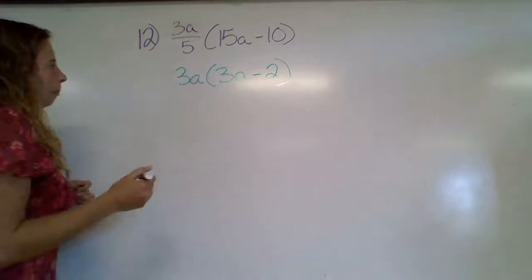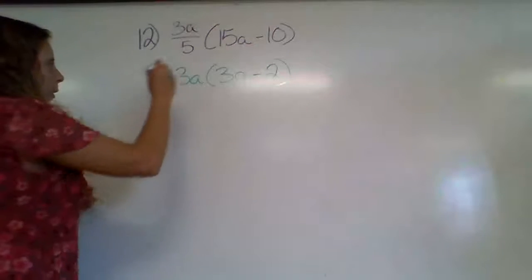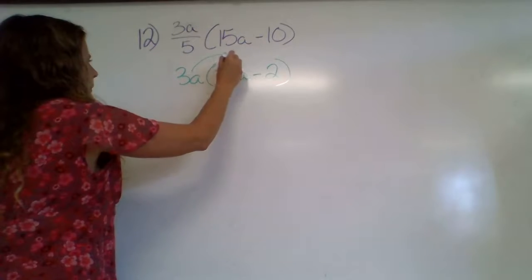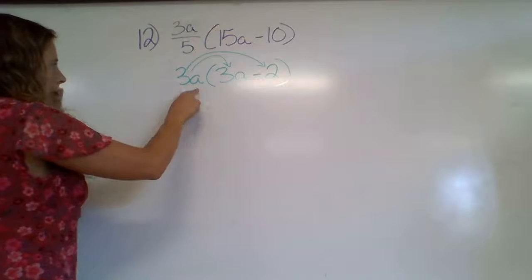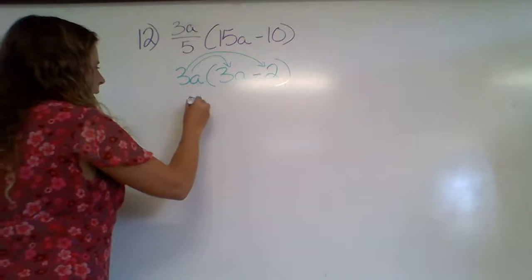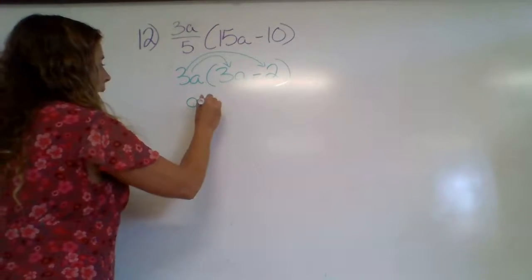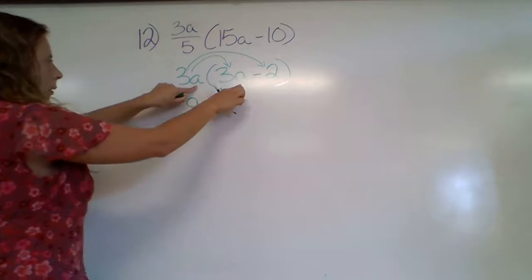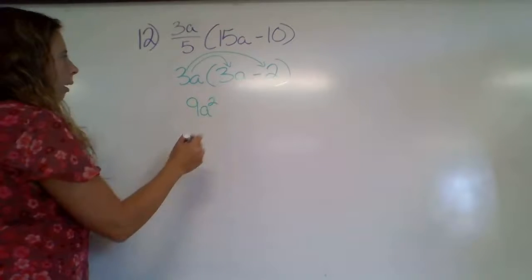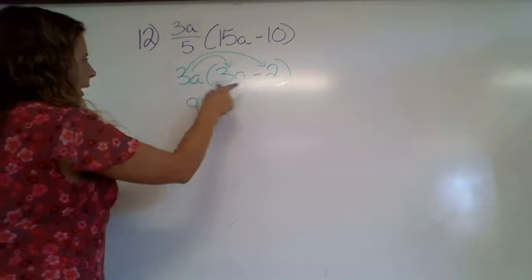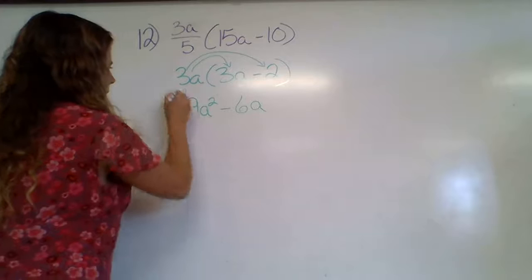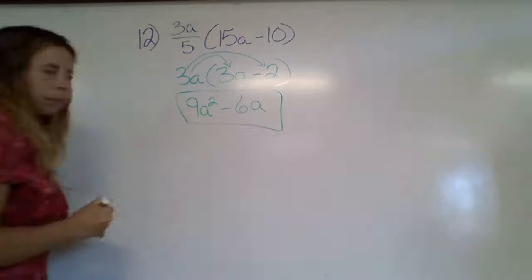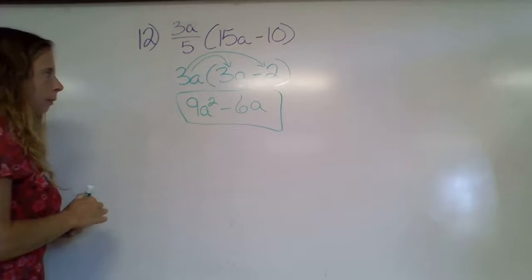All right. And then now you just distribute normally. Okay. So 3a times 3a, 9a squared, because you're multiplying two a's. So it's squared. And then 3a times negative 2. And that would be your answer. Ta-da!